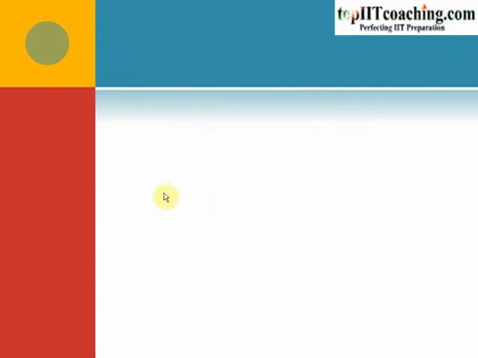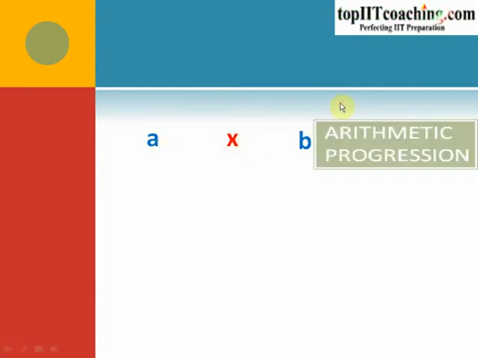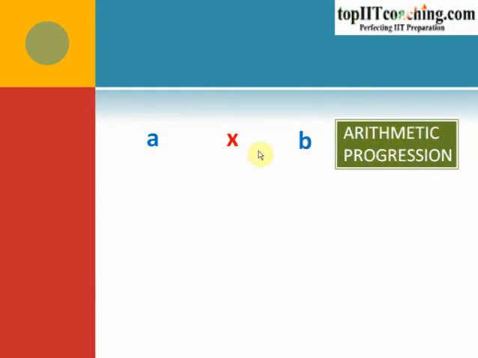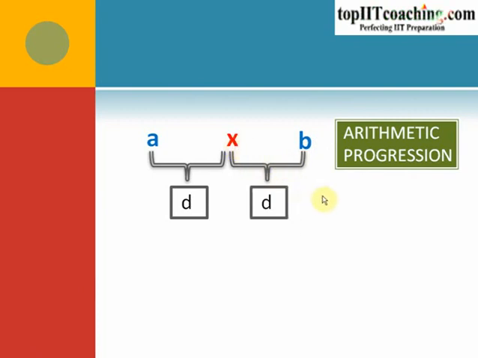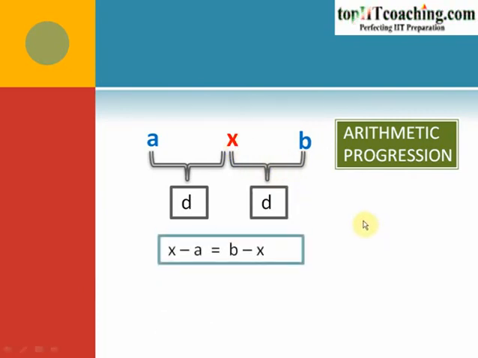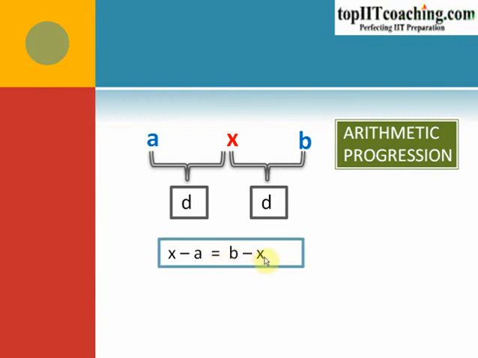So let's try to understand this. Let us say that these are the two numbers a and b. By the definition of arithmetic mean, if we place a number x between a and b, then a, x and b must be in arithmetic progression. If these three numbers are in arithmetic progression, then the difference between x and a, let us say it is d, should be equal to the difference between b and x, which is also d. Thus we can say that x minus a is equal to b minus x is equal to d.